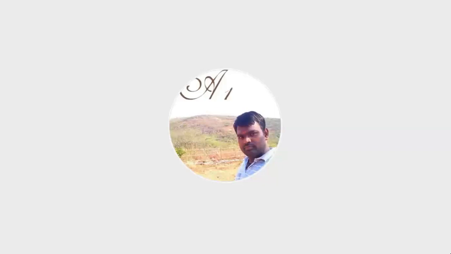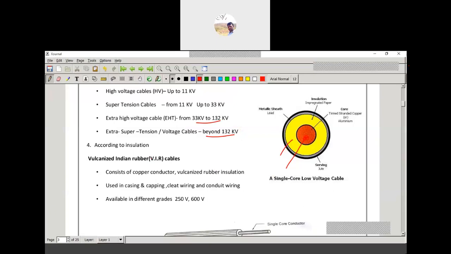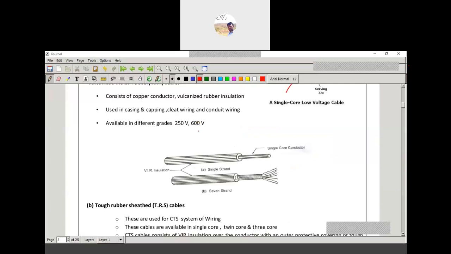So what is the main advantage of single core compared to multi core? With single cores, for three phase we have to use three phase four wires or three phase three wires. If we use only one cable that carries all the phases, we can also save space. That is the advantage. The cost of installation is also low compared to the single core cable.